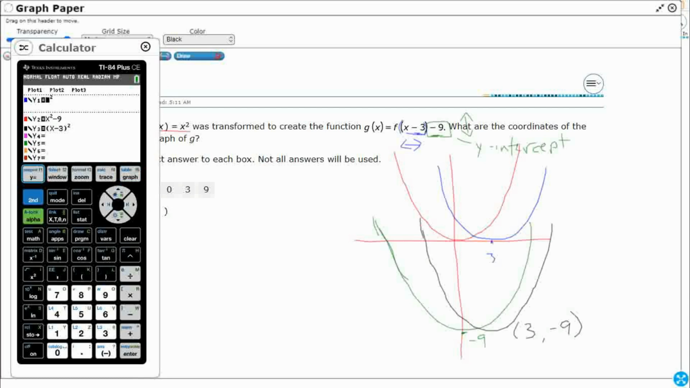So let's do it all together. Let's do x minus 3 squared, and then we'll do a minus 9. And then we'll see what happens there. And that's exactly what we were looking for. We will see here that it is going to be all the way down there. Let's get that down to as close as we can get, about that 3 and that negative 9. So that is our answer.